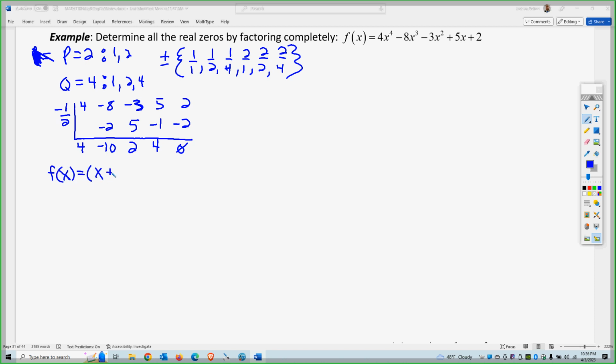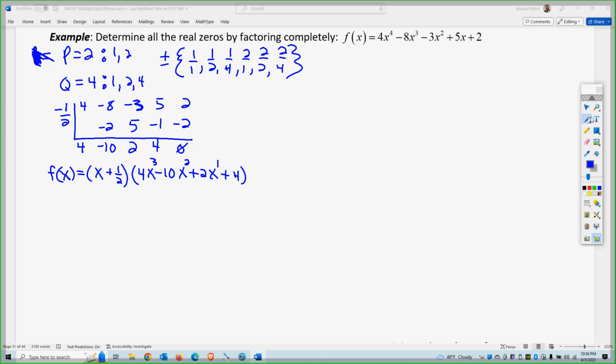Okay, so f of x equals x plus 1/2, because if I solve that, I'll get -1/2. And then 4x^3 minus 10x^2 plus 2x plus 4. So the original problem was fourth degree. So now this one is 3, 2, and 1, since we took one x factor out, essentially.